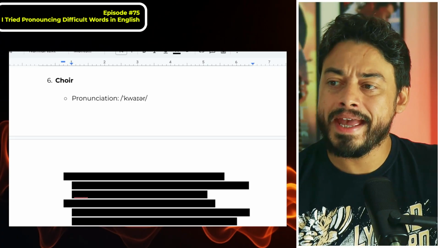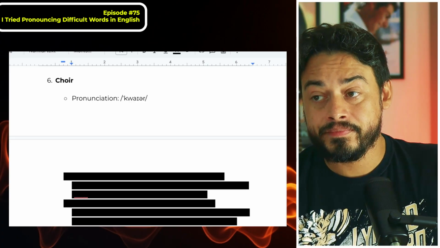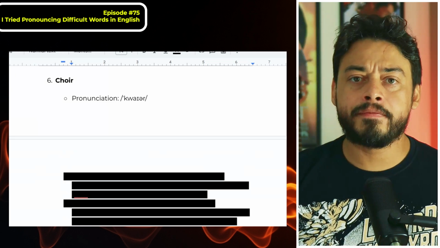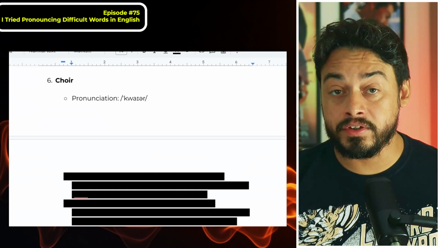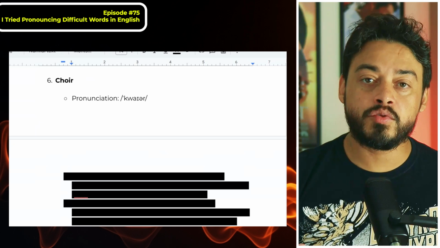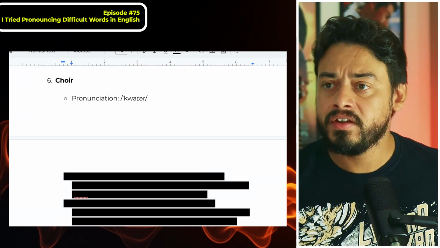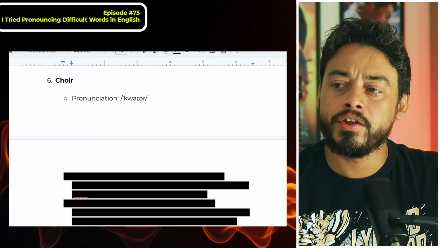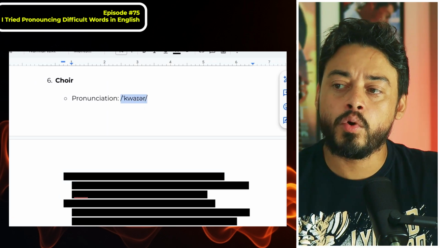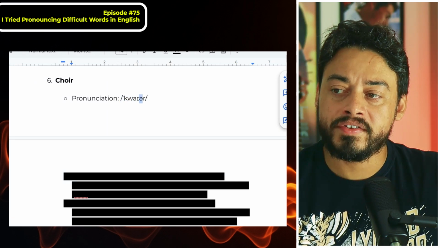All right, the next word we have here is choir. Choir. I'm not really focusing on defining the words because the focus of this episode is on the sound, okay, on the pronunciation. If you are interested in learning the meaning of all these words, just look them up in a dictionary, okay? So, choir, as you can see here, we have choir and the schwa sound again, all right?